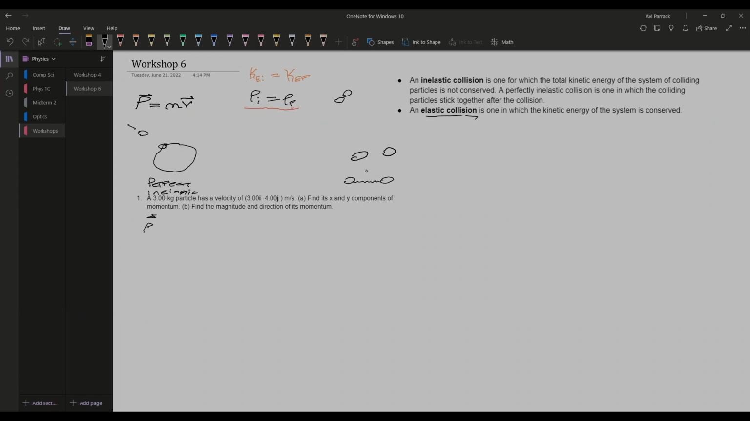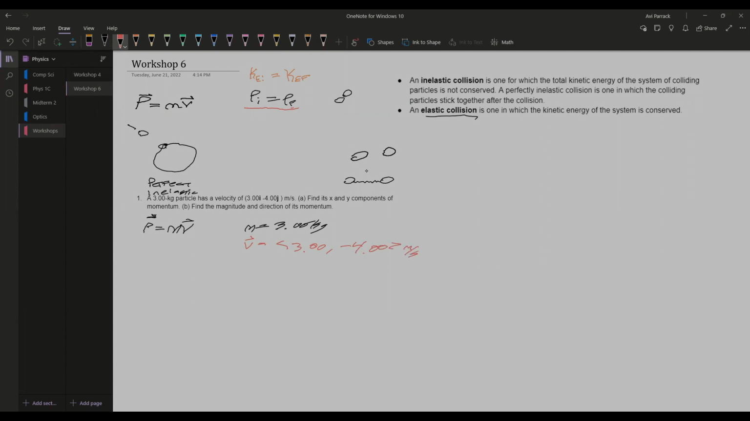So in components, we need to find this vector p. We know that p, the momentum, is equal to mv, v being the velocity. So really, we can just plug this in directly. What is m? They told us. m is 3 kilograms, 3.0 kg. What is the velocity? The velocity is a vector. It goes 3 in the x direction, comma, negative 4 in the y direction, and that's meters per second.